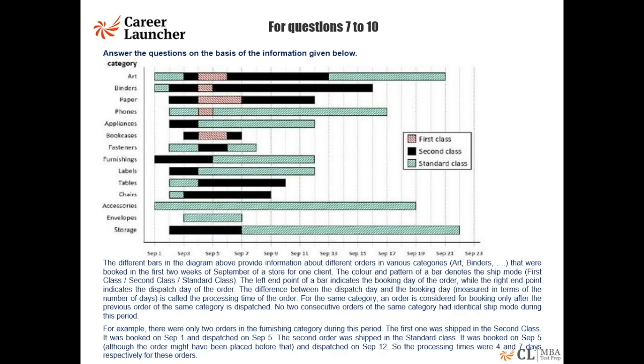Graph, bar chart. So I don't need to worry too much about this. It's a first class, second class, standard class, and then some items written here. This is not important. Let's go straight to the paragraph which is given. The different bars in the diagram above provide information about different orders in different categories that were booked in the first 2 weeks of September of a store for one client. The color and pattern of the bar denotes the ship mode: first class, second class, standard class.